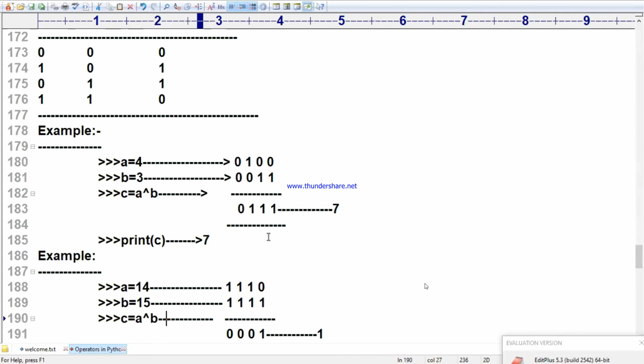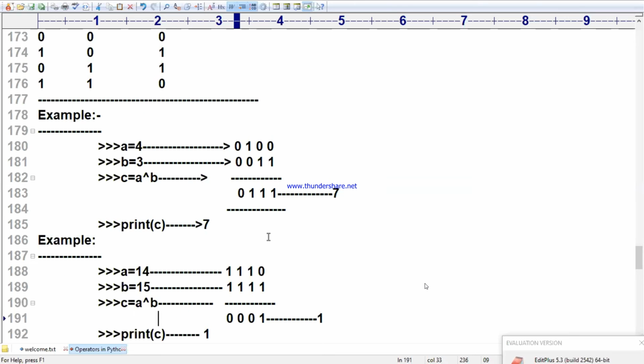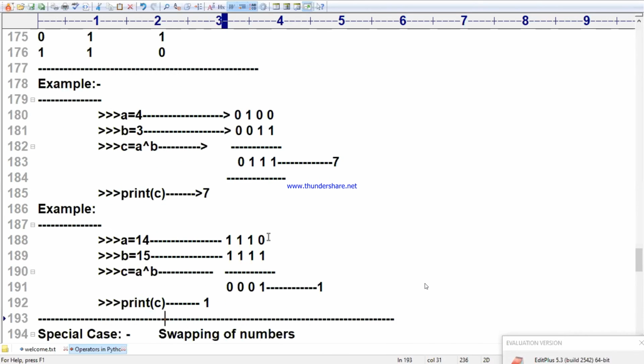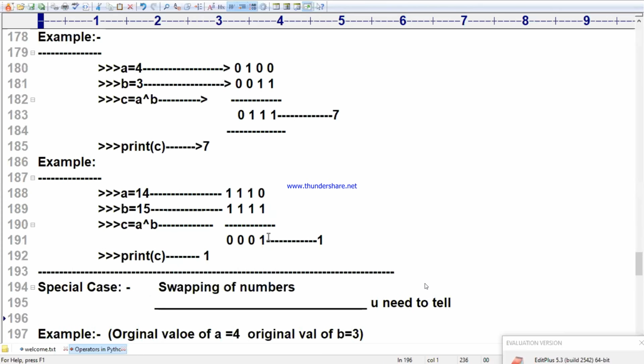One more example. Truth table is over. Example 1, example 2. Now swapping, because this is a very frequently asked question, ma.